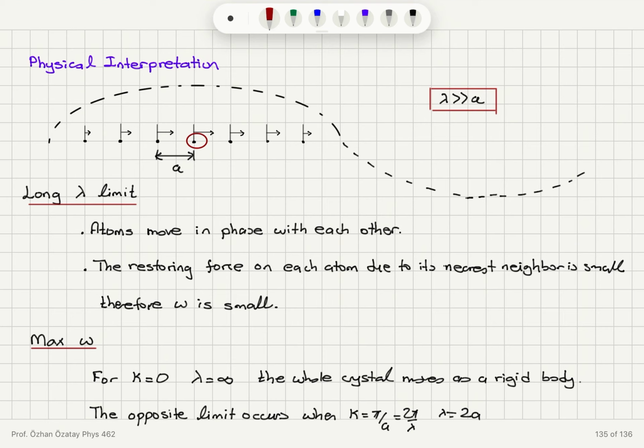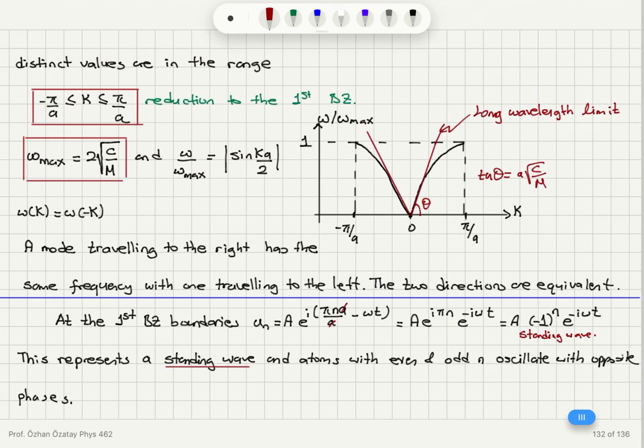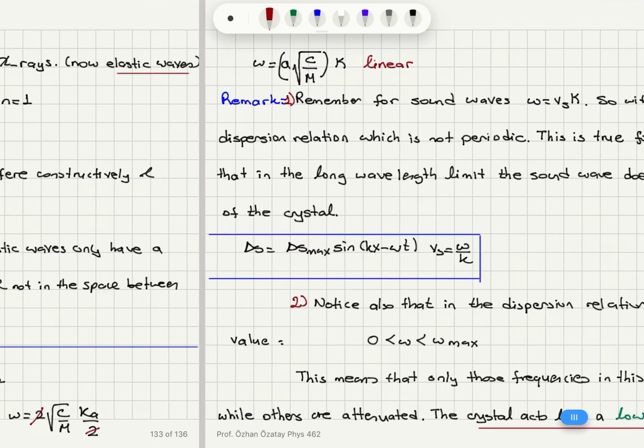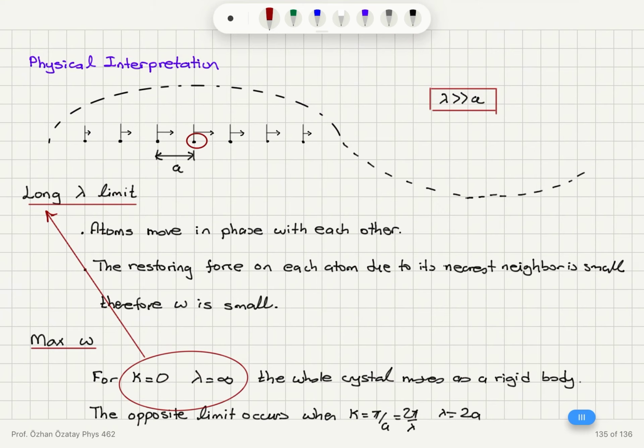So the opposite limit will occur when k is equal to pi over a, equals 2 pi over lambda, so that's lambda is equal to 2a. So first we talked about the long wavelength limit, so that is k equal to 0, lambda equal to infinity. That corresponds to this scenario here. And now for maximum omega, we will have k equal to pi over a. So if you go back to my plot here, you can see that the maximum occurs at the first Brillouin zone boundaries. If I substitute k equal to pi over a, lambda becomes 2a.